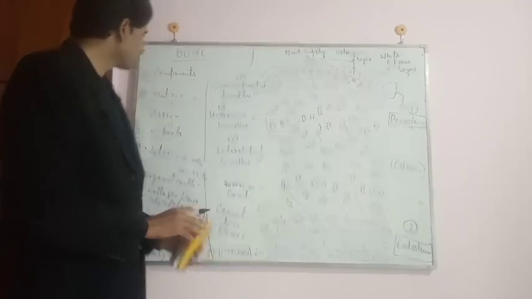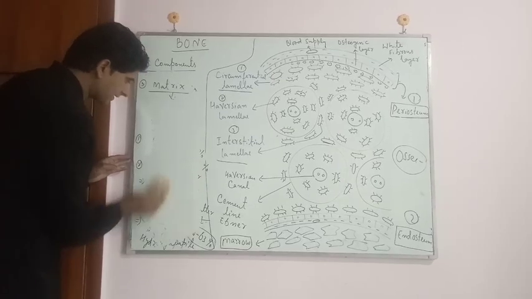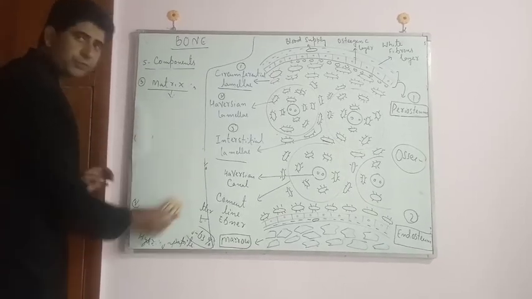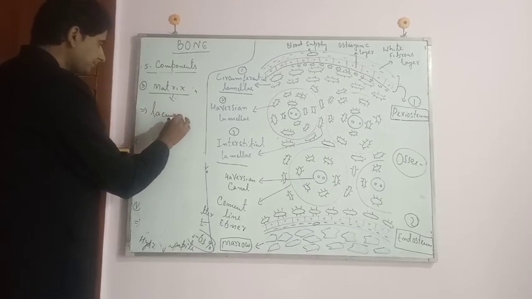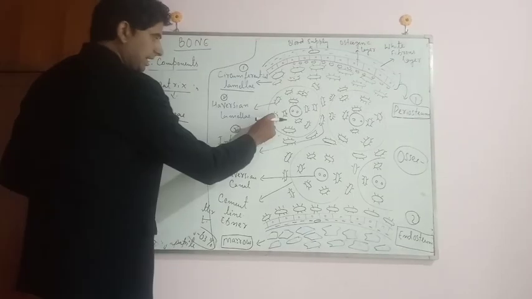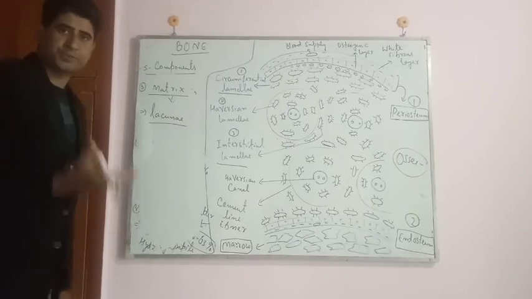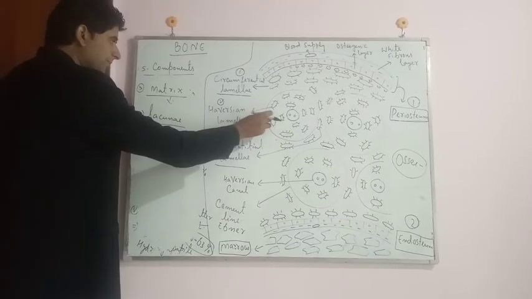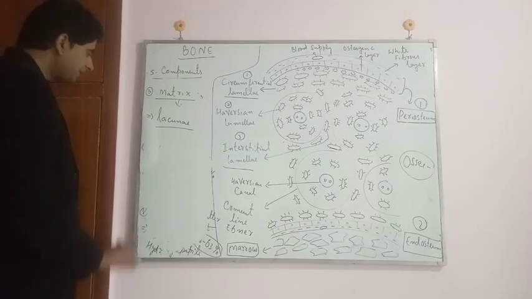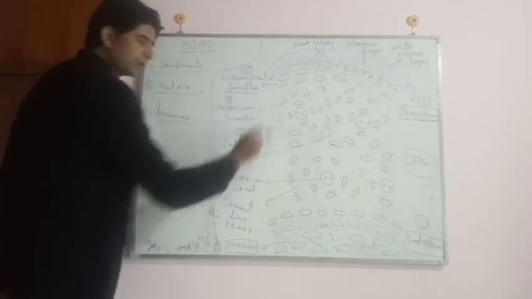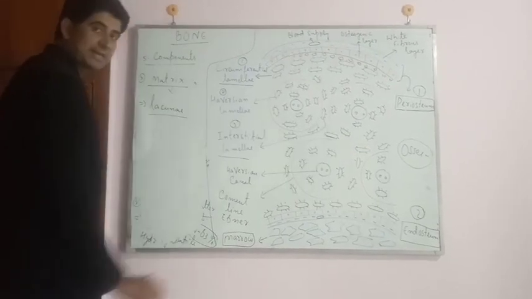And moreover, this matrix also contains some fluid-filled spaces called lacunae. So these are the lacunae. These are open spaces, and we call these spaces lacunae. And the adjacent lacunae are linked together by means of small branches called canaliculi.